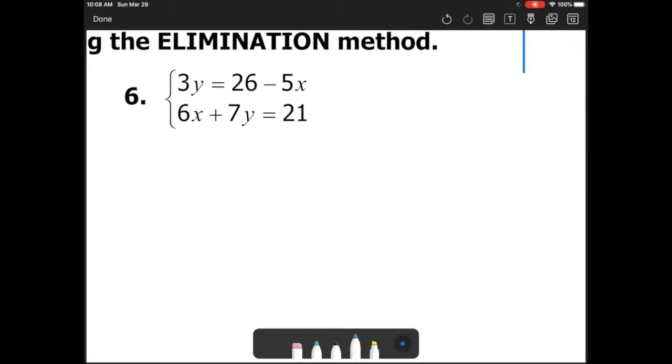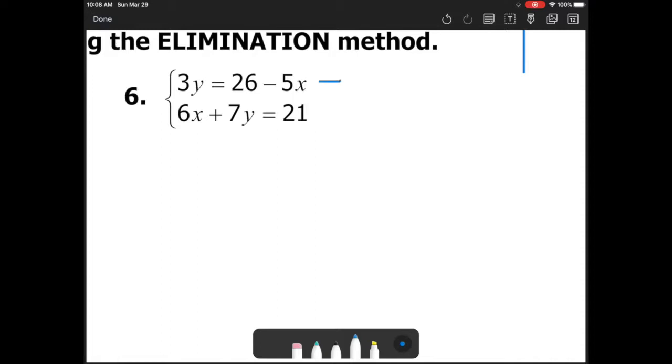So number 6, we have a problem. Take a look at the first one. I have y on the left and x on the right. The second one, I have x and y on the left. So the first thing I'm going to have to do is manipulate one of these equations so that they're both in the same form. I can either subtract 6x from the second problem, or I can add 5x in the first problem. I think I'll do that. That's going to make everything positive.